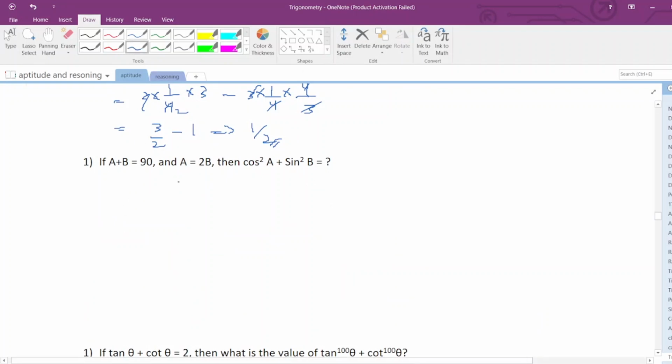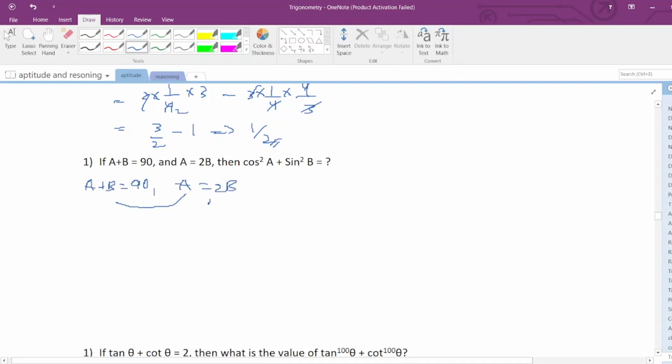Student is given a plus b is equal to 90, then a is equal to 2b, and then asks for cos square a plus sin square b. If in place of sin square b it were sin square a, with cos square a plus sin square a, both angles are equal, so we can directly say one. But here the angles are different, right? So note it down, a plus b is equal to 90 is given, and a is equal to 2b.